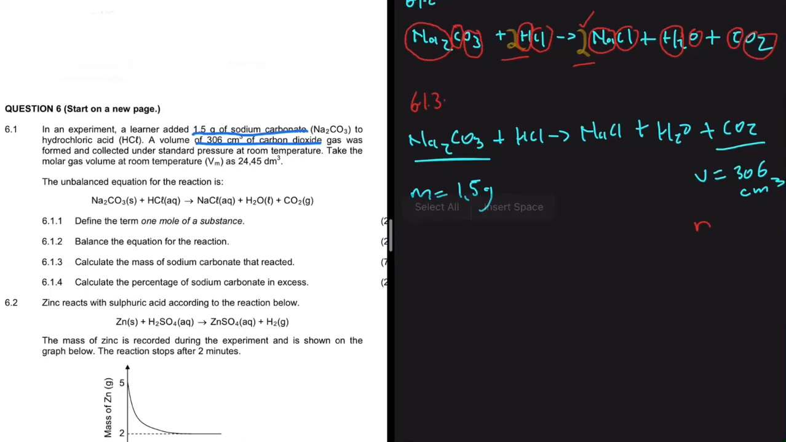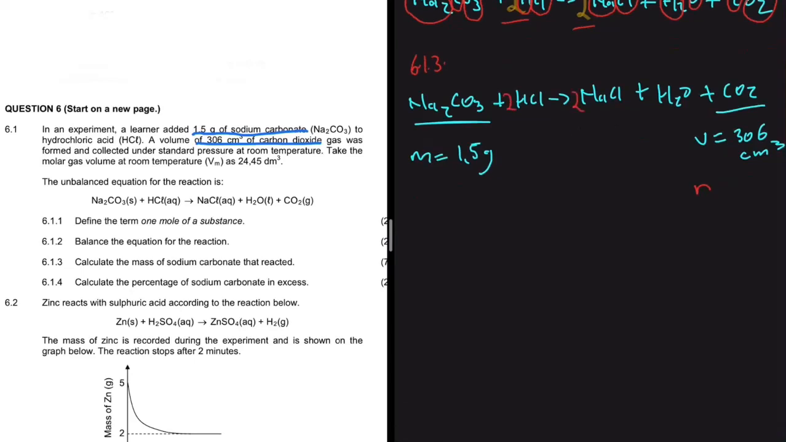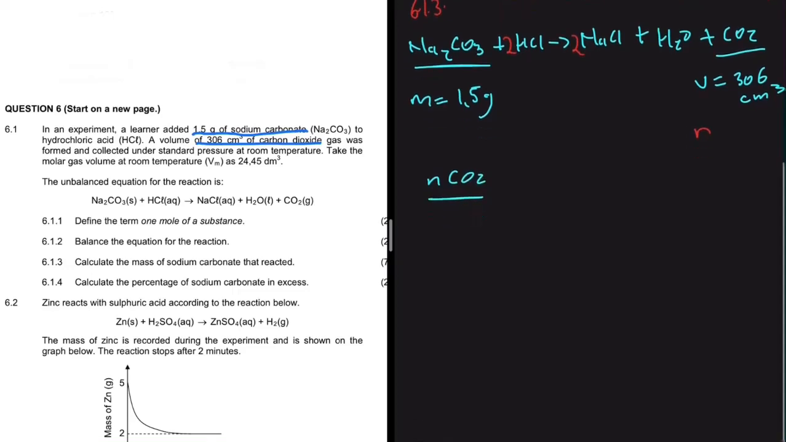Let's not forget that here we have the balancing coefficients. So the number of moles of CO2, we're going to have the number of moles being equal to the volume divided by molar gas volume, right? If you have a volume of a gas, that's how you can find the number of moles. You use this formula here.